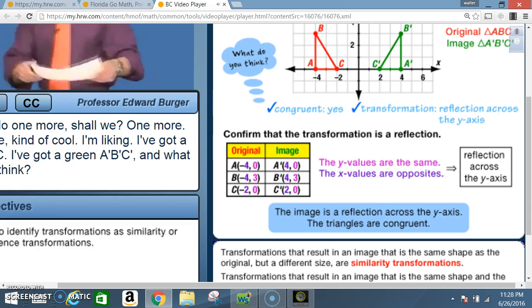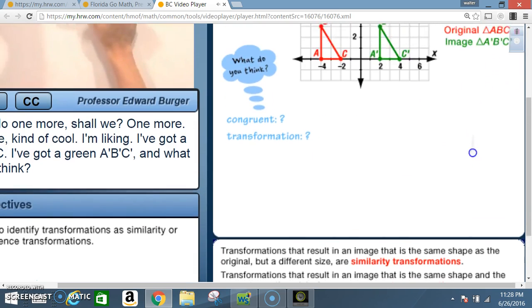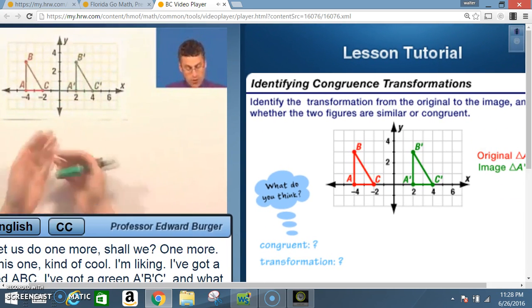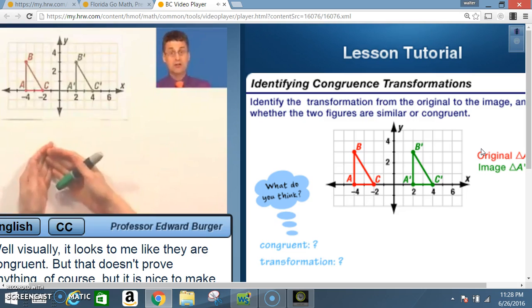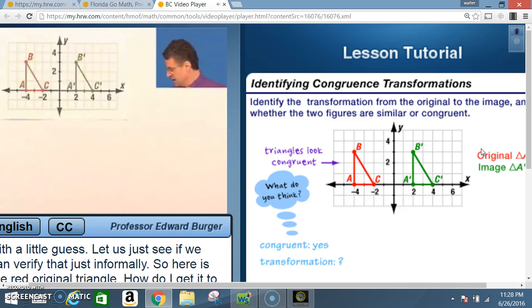This one, kind of cool. I'm liking it. I got a red ABC. I've got a green A prime, B prime, C prime. And what do you think? Well, visually, it looks to me like they are congruent. Now, that doesn't prove anything, of course, but it's nice to make a guess to start off with. Let's just see if we can verify that informally.